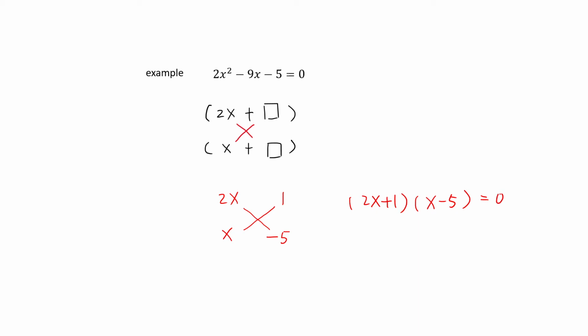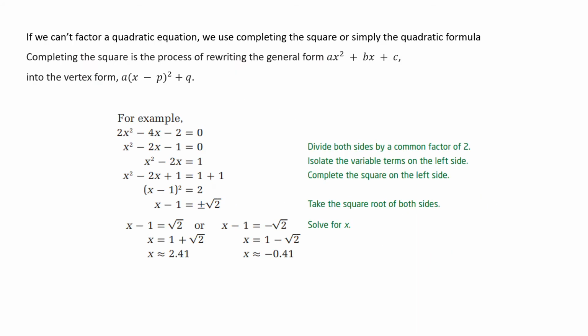This is our factorization. So we have two solutions, x equal to negative 1 over 2, or x equal to 5. So sometimes if we cannot factor a quadratic equation, we can use the method that is completing the square, or simply we use the quadratic formula. So let's first see completing the square.